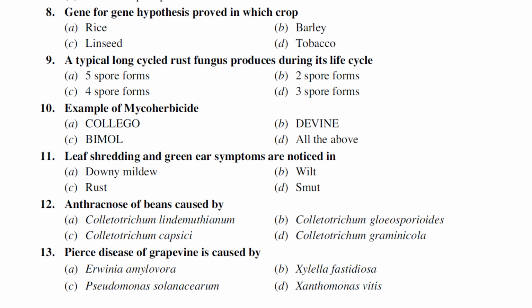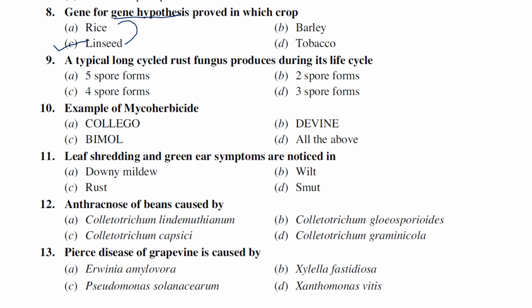Gene for gene hypothesis proved on which crop? Rice, barley, linseed, or tobacco. Here the gene for gene hypothesis was given in linseed. This linseed is also known as flaxseed. This gene for gene hypothesis was first given by H.H. Flor in 1946 in linseed rust or flaxseed rust, which is caused by Melampsora lini. So this gene for gene hypothesis, which was discovered in flaxseed or linseed, was discovered by H.H. Flor in 1946.